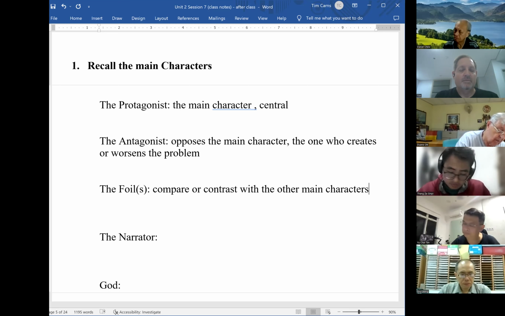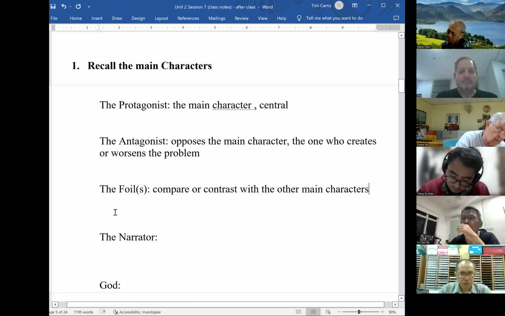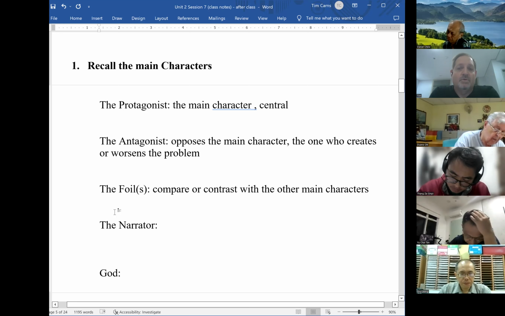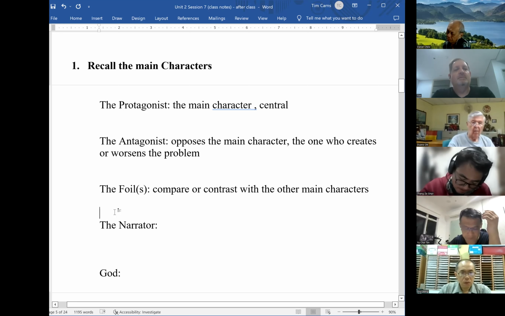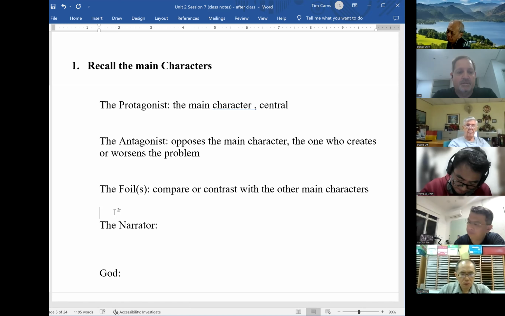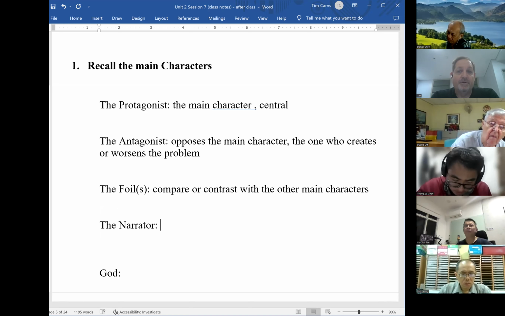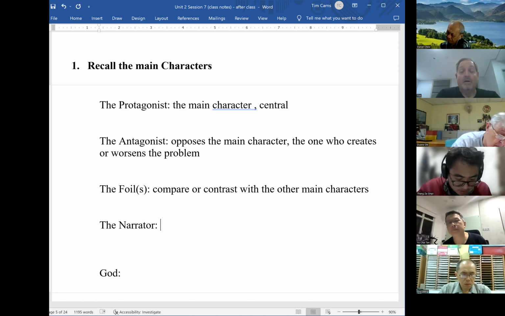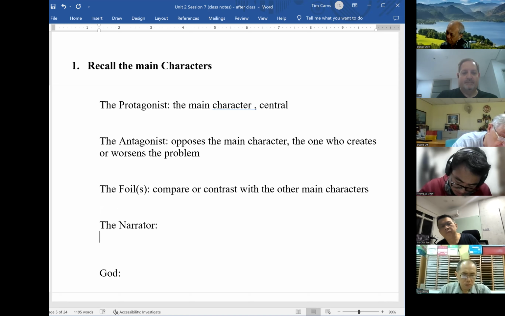They are an interesting character in the story, and not every story has them. So we don't want to force characters into the story that aren't intended to be there with any function. But they are in many stories, especially in Scripture, because Scripture is intended to instruct us, and so foils are often used to provide that instruction of what a main character should or should not be doing. Then, of course, we have the narrator.